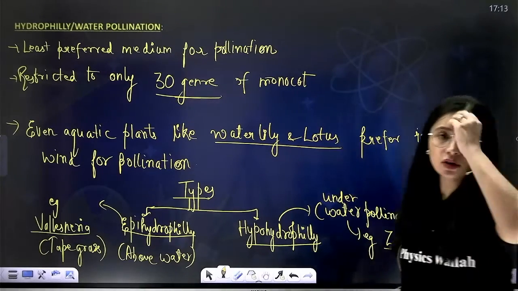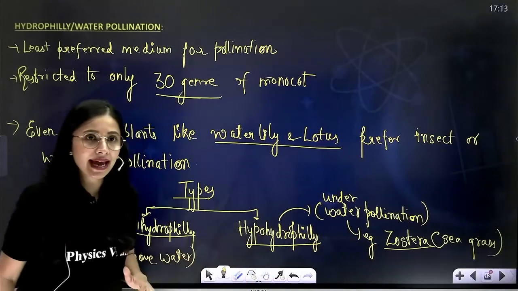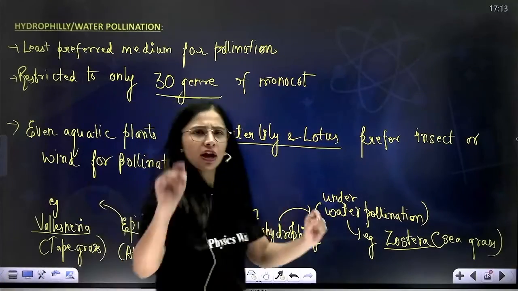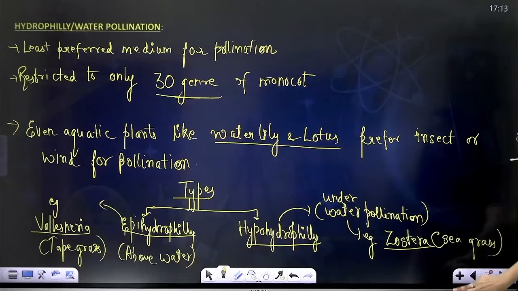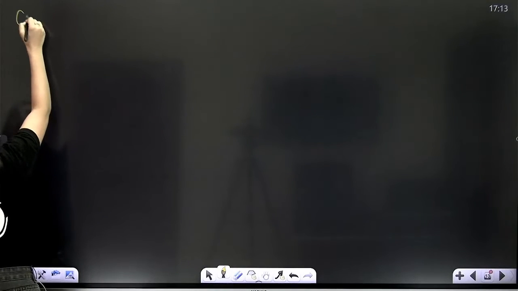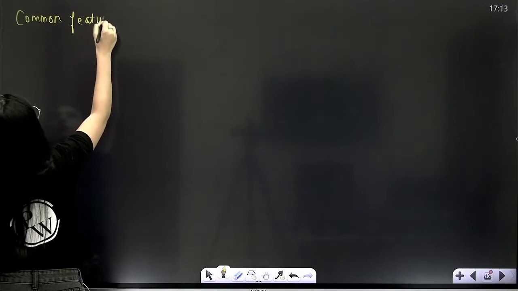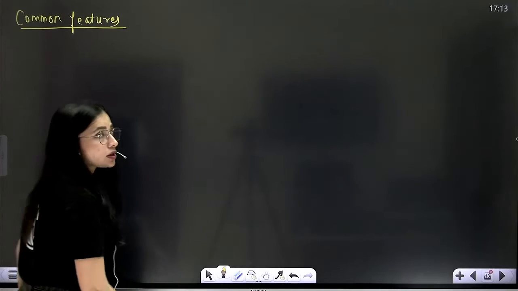Whatever is being written on the screen, is it clear to each and every one of you? If yes, then a little bit I am going to tell you about epi and hypohydrophily. Little bit of information, not much detail. Chalo. Now just see. First let's write the common features for hydrophily plants like Vallisneria and Zostera.